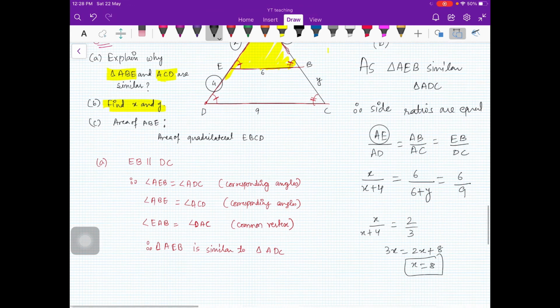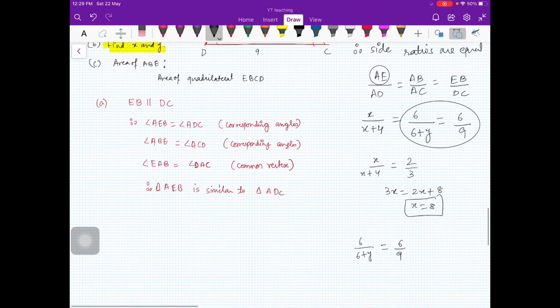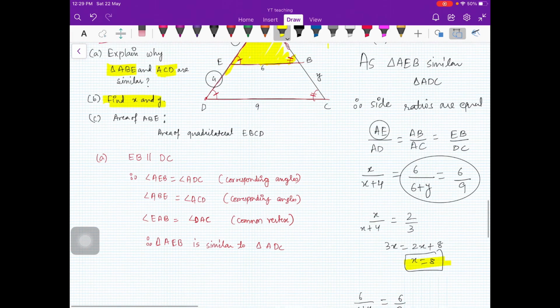X is equal to 8. So, your x is 8. And then from here, you have 6 upon 6 plus y is equal to 6 by 9. Right. So, you get 9 is equal to 6 and 6 will cancel. 6 plus y. So, you get y is equal to 3. Right. So, you get the values of x as 8 and y as 3. So, your part B is done.